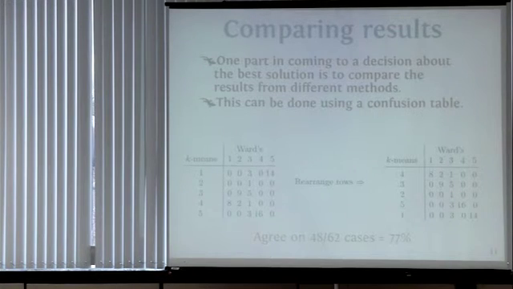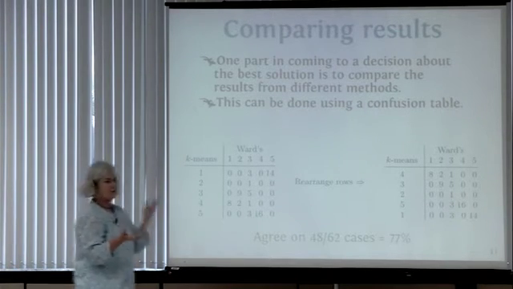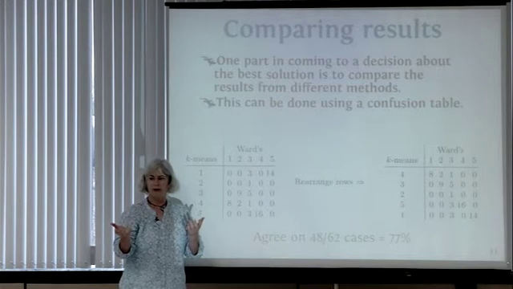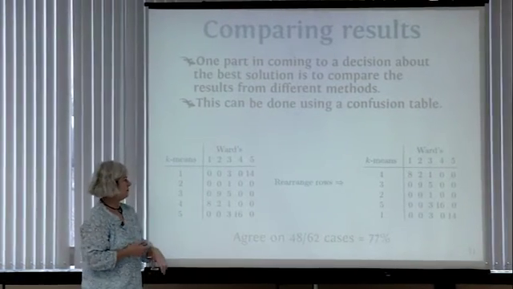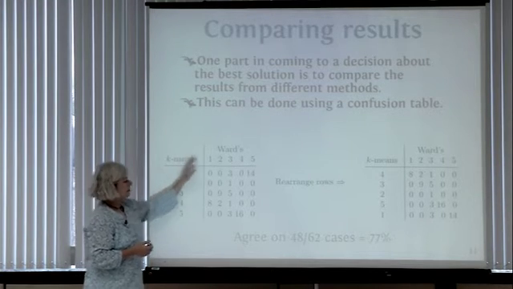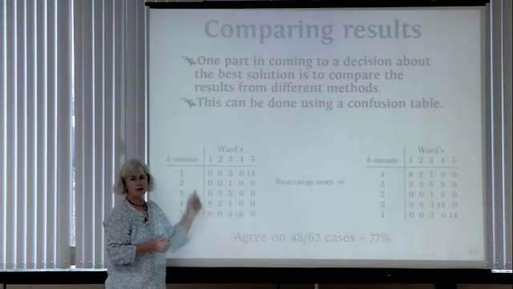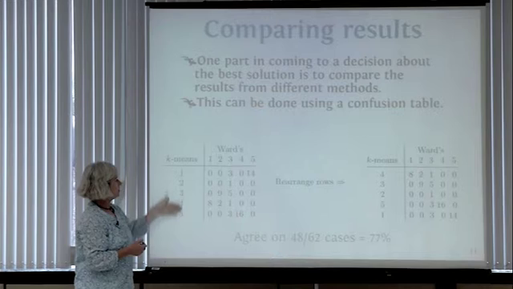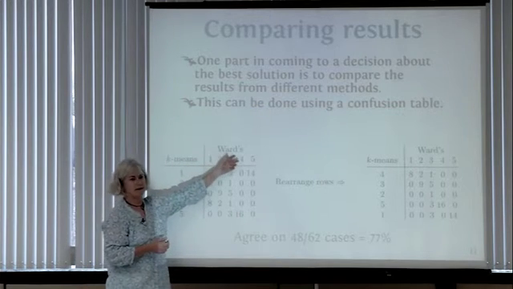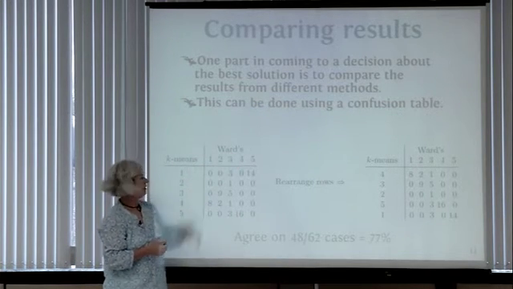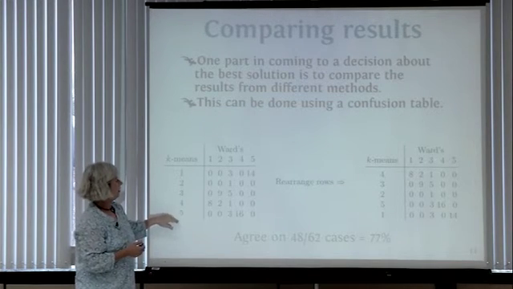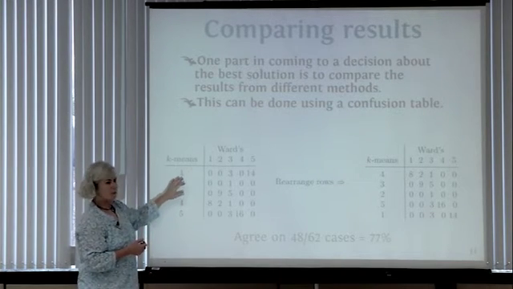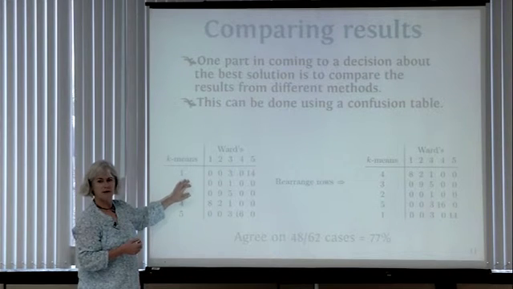Okay, next one. I've run 2 different algorithms, and I want to be able to say which one I prefer, which is a better solution between the two. Typically, you create a confusion table where I've got results from one method tabulated against results from another method. Here I did a k-means algorithm. How many people have done k-means clustering before?